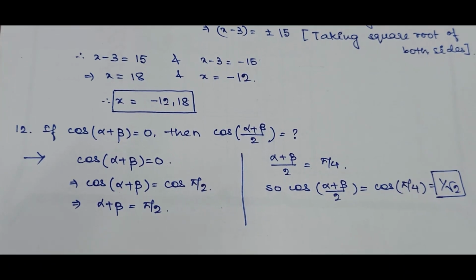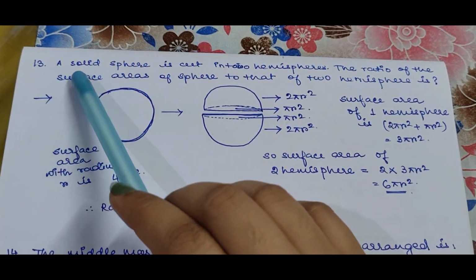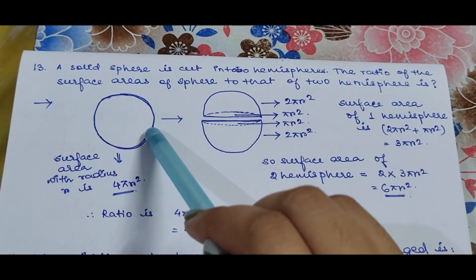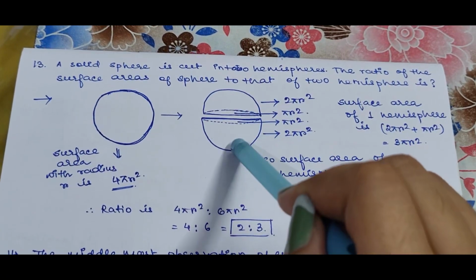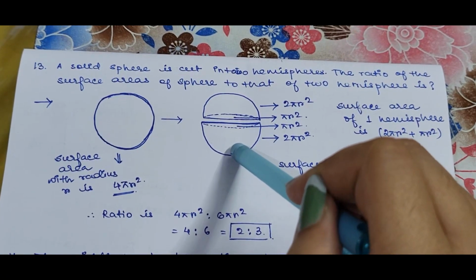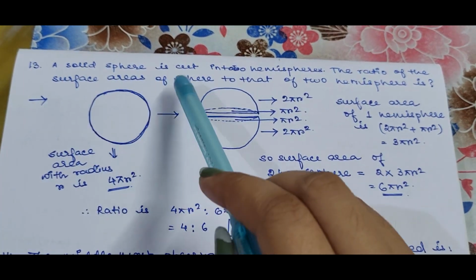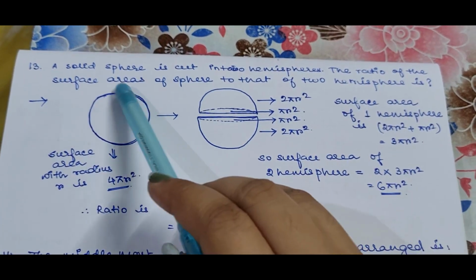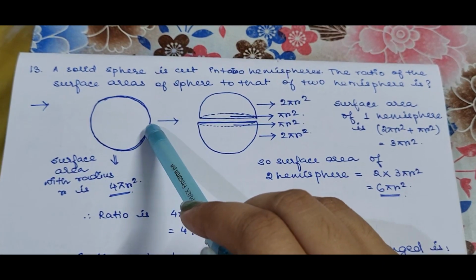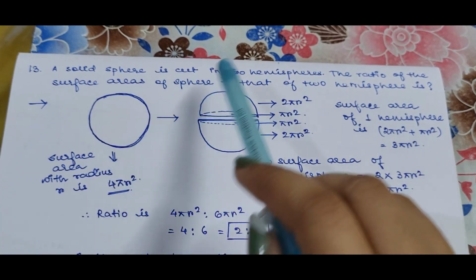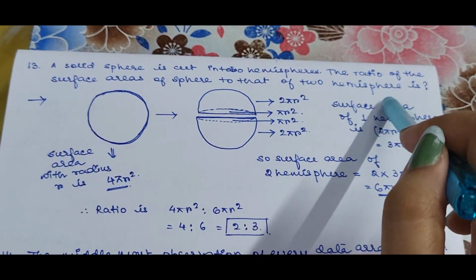Question 13. It says that a solid sphere is cut into two hemispheres. So this is the solid sphere that is cut into two equal hemispheres from the middle. Okay, so we need to find the ratio of the surface areas of the sphere. So the surface area of the sphere with radius r is 4 pi r square, and to the two hemispheres.